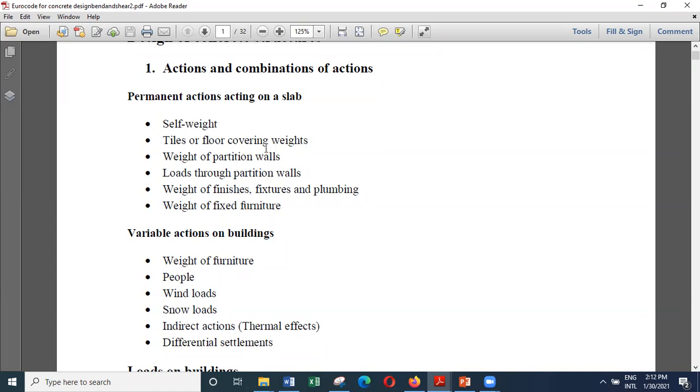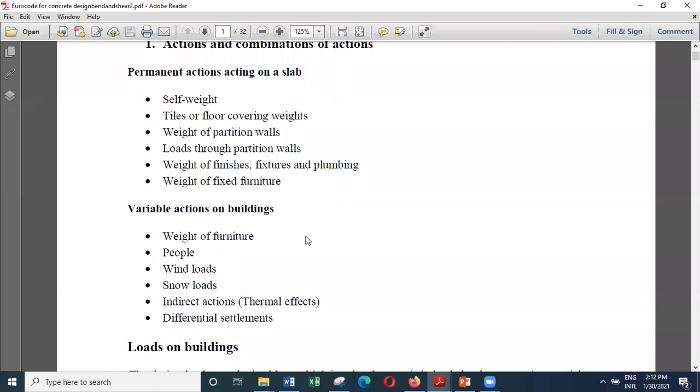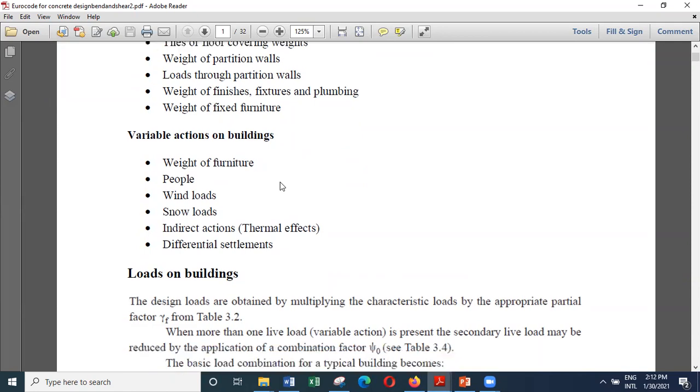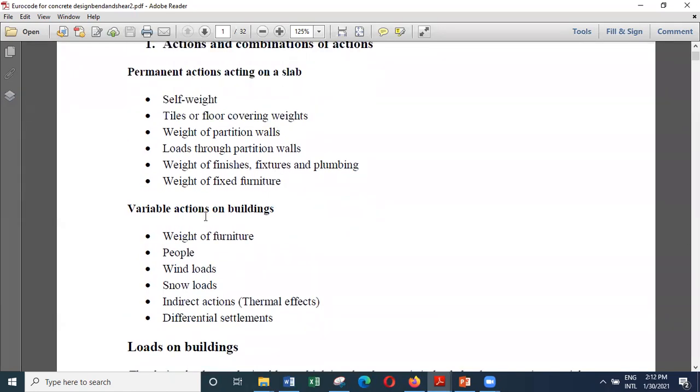And also partition loads. And variable actions will be due to the live loads. And in addition to that, wind loads, snow loads, all these other loads are also considered as variable actions. So the way that these permanent actions and variable actions are combined in Eurocode can be slightly different. So we'll have a brief look at that as well.